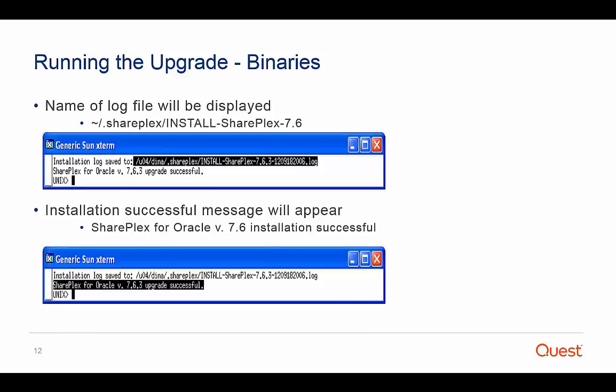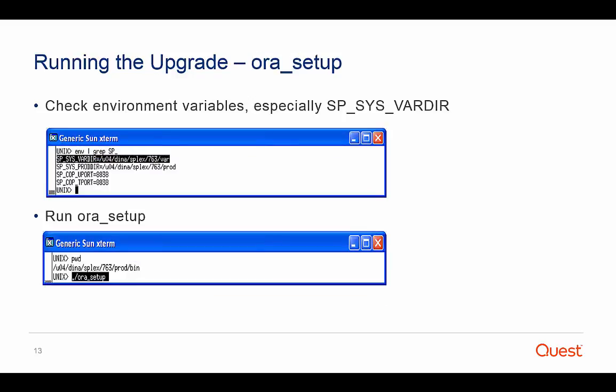When the upgrade is complete, the installer will exit after displaying the location of the install log file. This file will be located in the hidden .shareplex directory under the user's home directory, and it will be named install_shareplex.log. The binary upgrade is now complete.